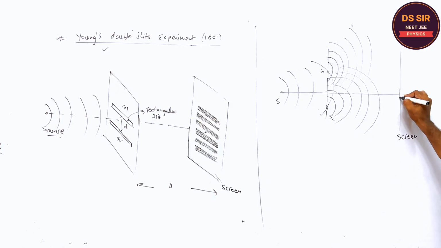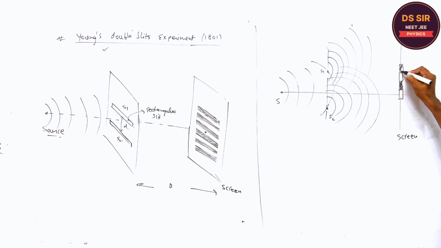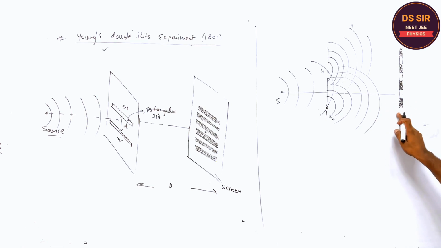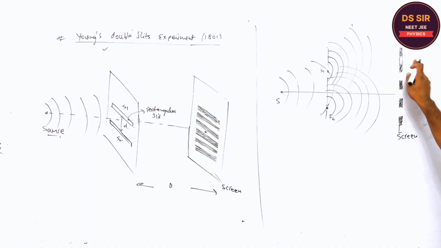So here is the bright fringe, then the dark fringe, then the bright fringe, dark fringe, bright fringe, dark fringe. You will get consecutive bright and dark fringes on the left and right side of the central bright fringe, like this. Are you getting it? Is it clear or not?